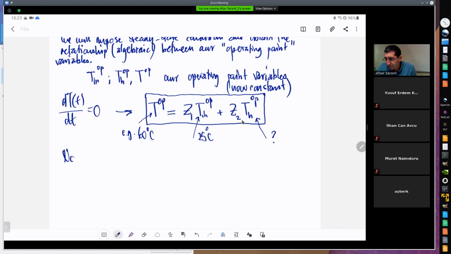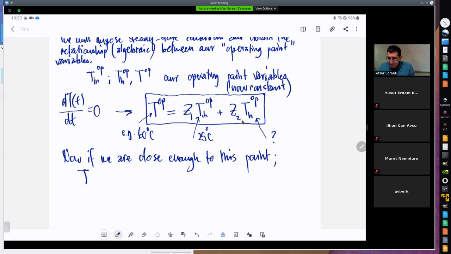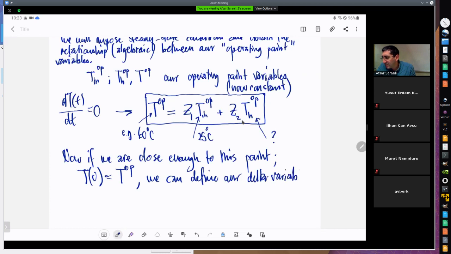Now, if we are close enough to this operating point, we have T0 equal to T OP, and we can define our delta variables and assume zero initial conditions.